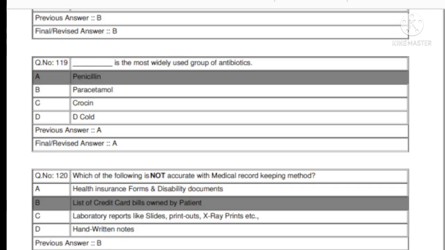Question number 119. Blank is the most widely used group of antibiotics. So we have to find out the group of antibiotics which is most widely used. A. Penicillin, B. Paracetamol, C. Crocin, D. D-cold. So easily we can answer this question that A is the answer because paracetamol is not an antibiotic as it falls in the group of para-amino phenyl derivatives and its effects are antipyretic, analgesic and anti-inflammatory. Crocin and D-cold we can easily remove.